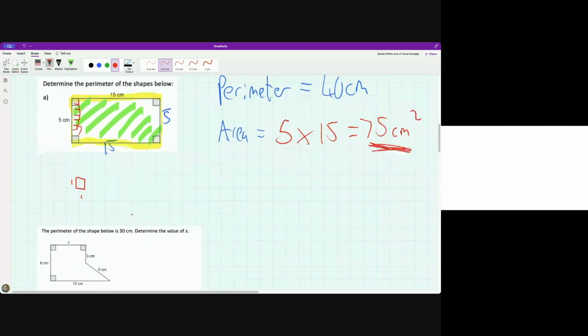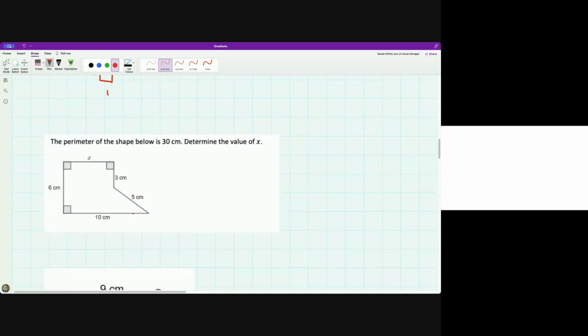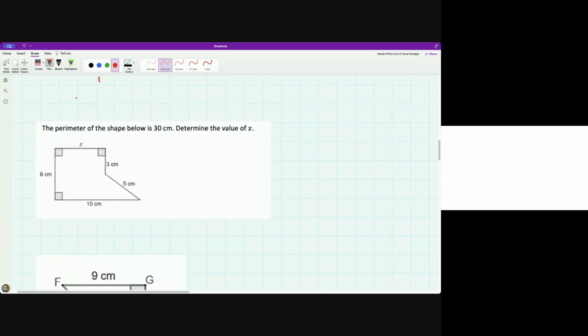Okay, let's go to the next question. This one's a bit more exciting. I want you to find me the value of x. And they tell you what the perimeter is in this thing. What is the value of x? Think of these questions as stretching questions. We're just getting in the mood for measurement.